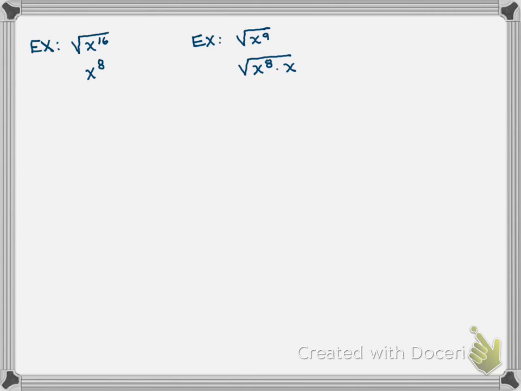And so then we have the square root of x to the 8th times the square root of x. What's the square root of x to the 8th? So x to the 4th times the square root of x. So let's put this all together.